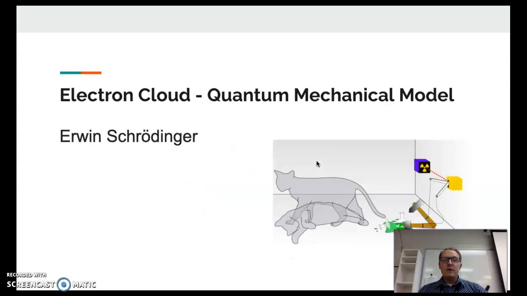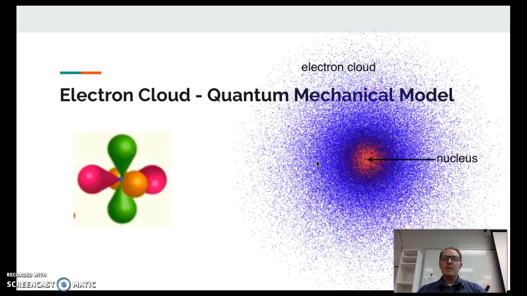Now, Erwin Schrödinger, his cat, is an interesting experience. You can go read that one on the internet if you're interested in knowing more about that. He comes up with the quantum mechanical model. And look at how different this looks.